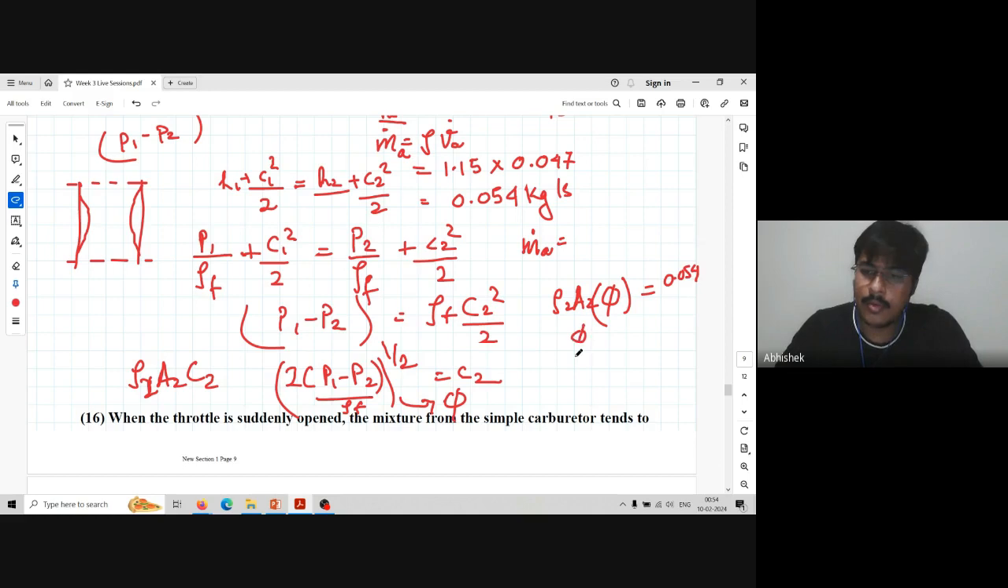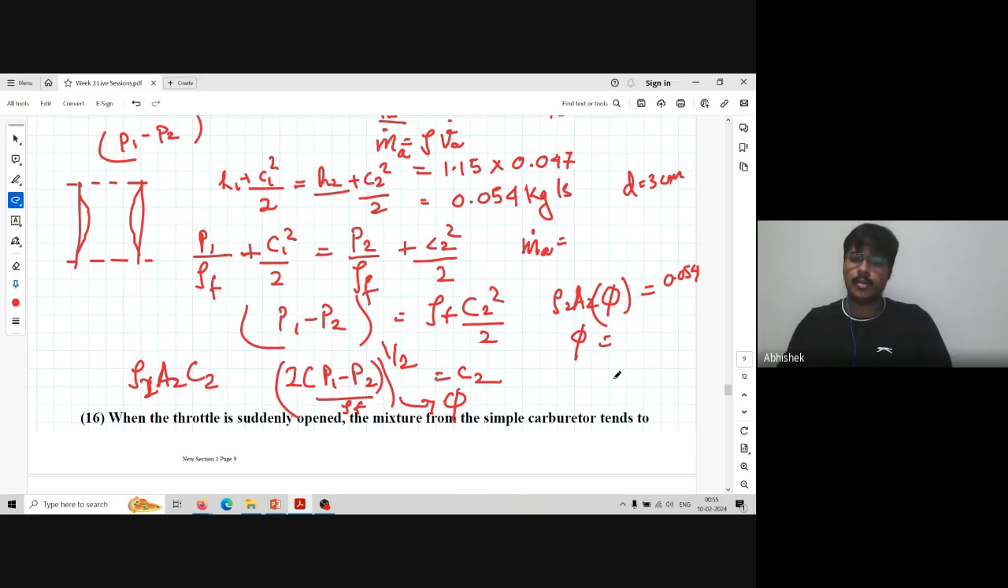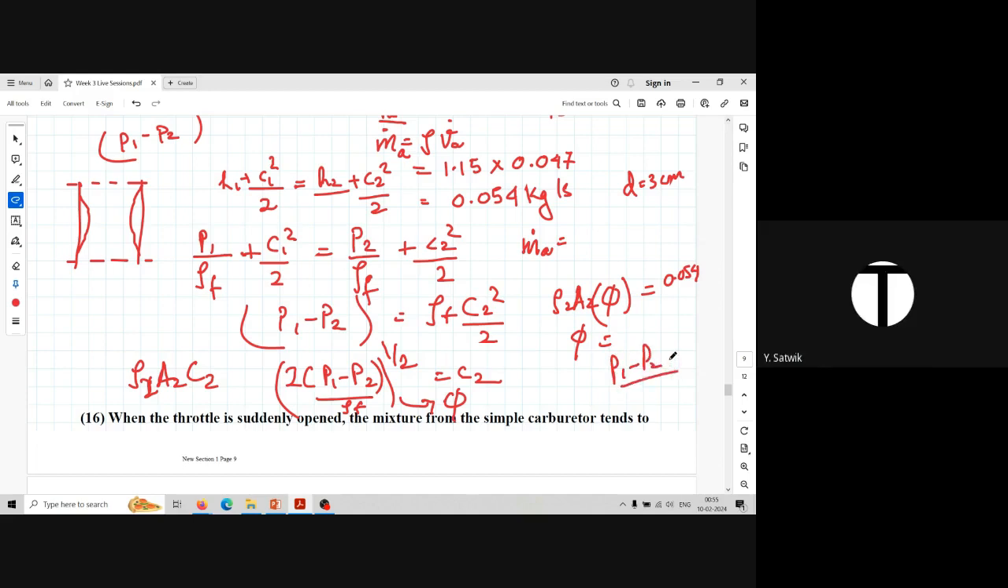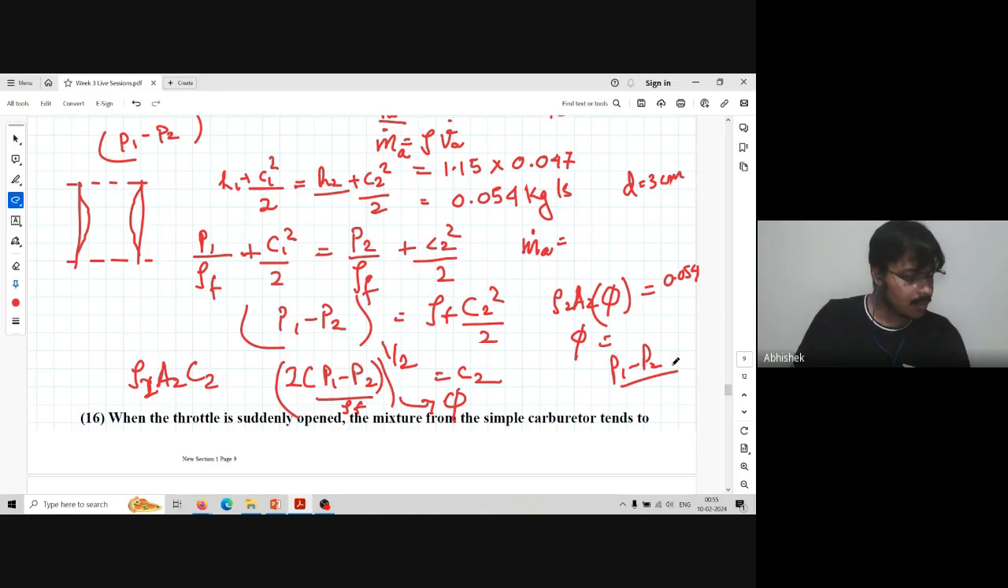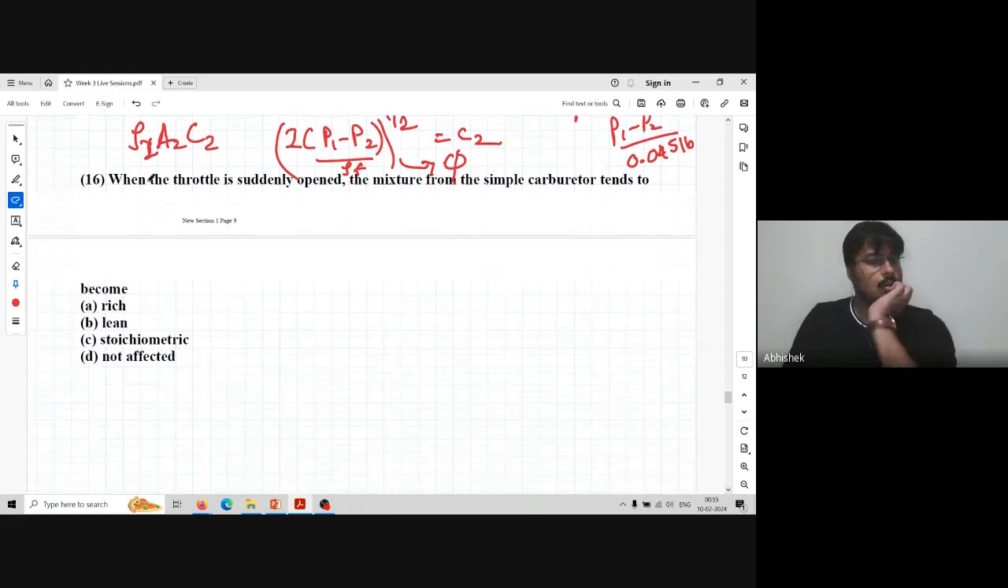Can you calculate 5 from here? Because you have A2, the throat is 3 cm. Once you calculate the 5, from there you can calculate P1 minus P2. You will get somewhat around 0.0451. You can do it, because we have already solved the same type of question.